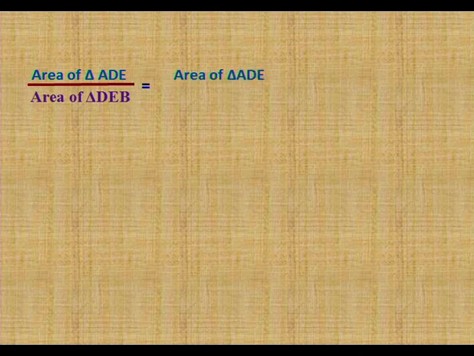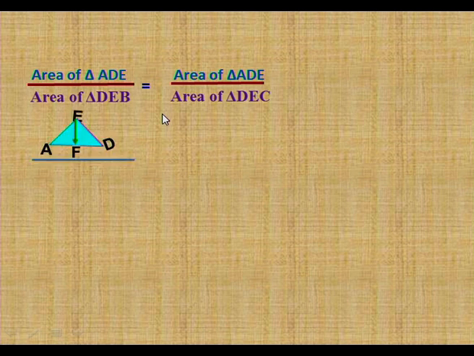See now, I am comparing both of them. Area of triangle ADE by area of triangle DEB, and area of triangle ADE by area of triangle DEC. We have shown these two are equal by the reflexive property. Numerators of these two fractions are equal, denominators also equal. How and why? Because they lie on the same base and between the same parallel lines, as we just saw. Therefore, these two fractions are equal, and let me write the values of those two triangles.